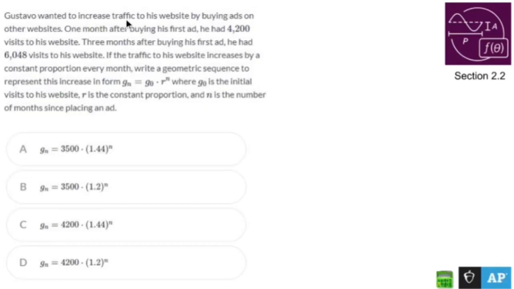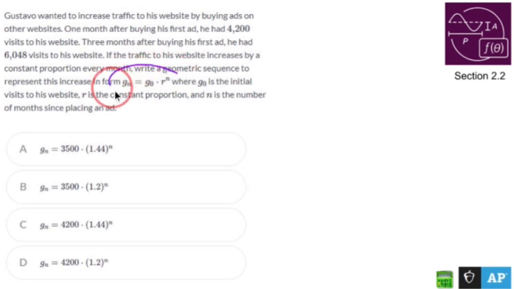Gustavo wanted to increase traffic to his website by buying ads on other websites. 1 month after buying his first ad, he had 4,200 visits to his website. 3 months after buying his first ad, he had 6,048 visits to his website. If the traffic to his website increases by a constant proportion every month, write a geometric sequence to represent this increase.